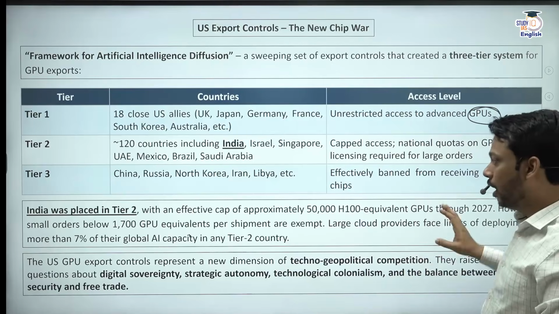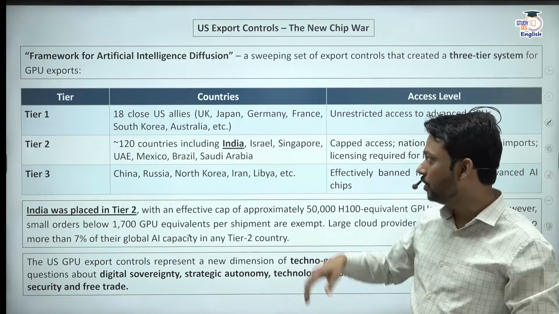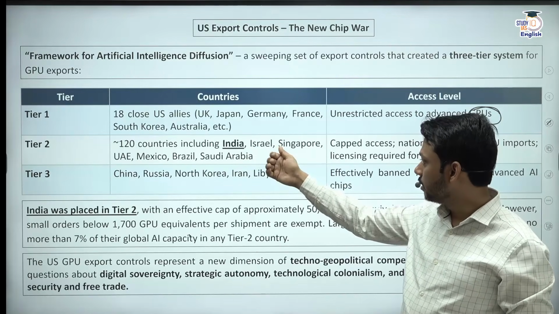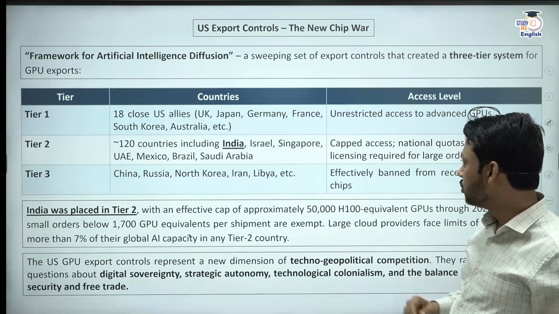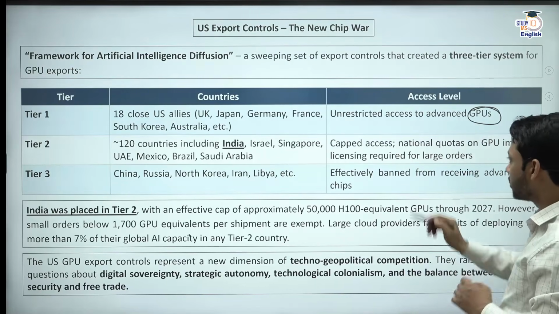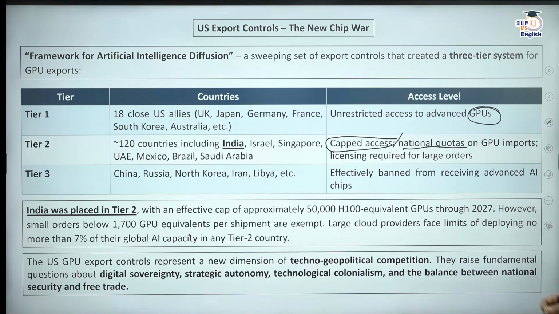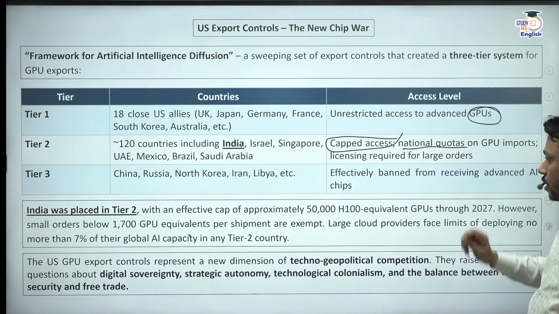You have to know this very, very well: India is in the tier 2 category, along with around 120 countries like UAE, Israel, and Singapore. They have capped access. There are national quotas. Currently, they have given 50,000 GPUs as the national quota. They will not ordinarily provide more than 50,000 GPUs to India, unless we have a separate bilateral agreement.